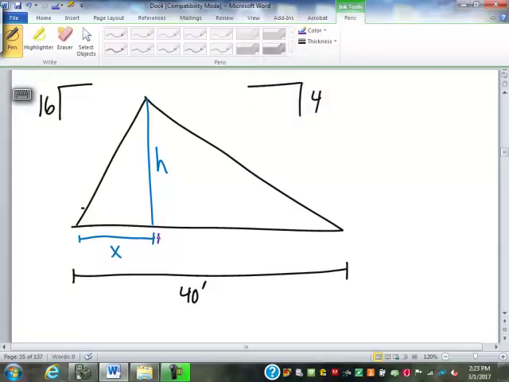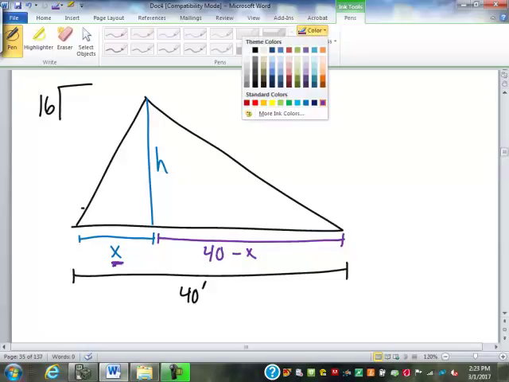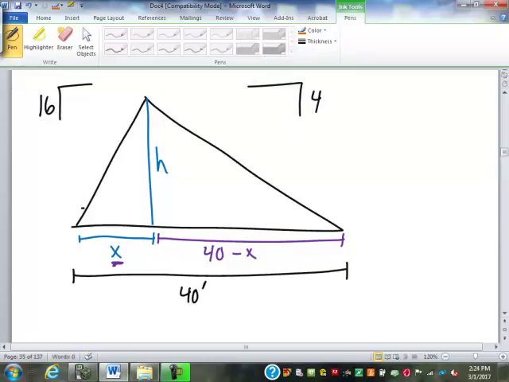Now this dimension right here, I'm not going to define with a variable, but I'm going to define it as the span of 40 minus x. Whatever this length ends up being, I subtract that from the whole span to get what's left over on the right side there. So looking at this, we have those two lengths together. On the right side here, there's a relationship with h and x. We know that there's a 16 and 12 slope, and that's going to equal our rise over our run, h over x.